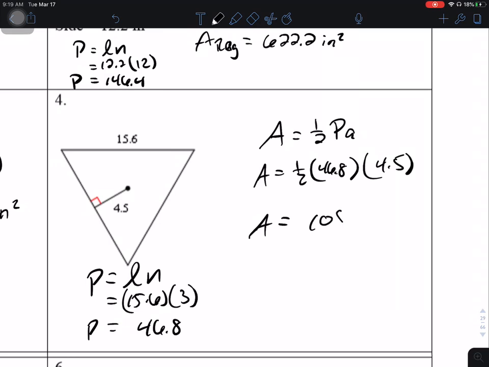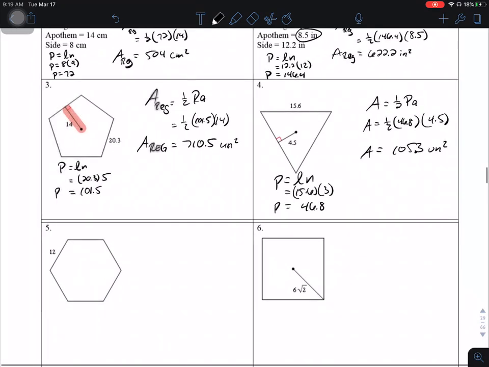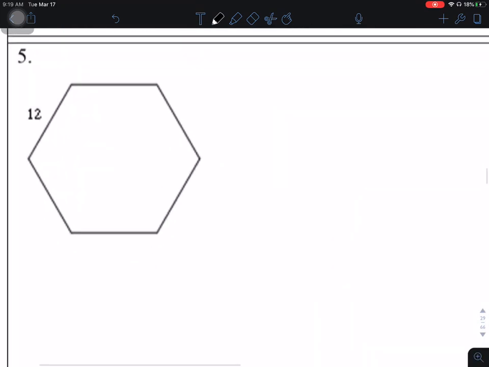Those three numbers multiplied together is 105.3. We weren't given units, so it's square units. Now it's getting tough. Number 5. Say hexagon.